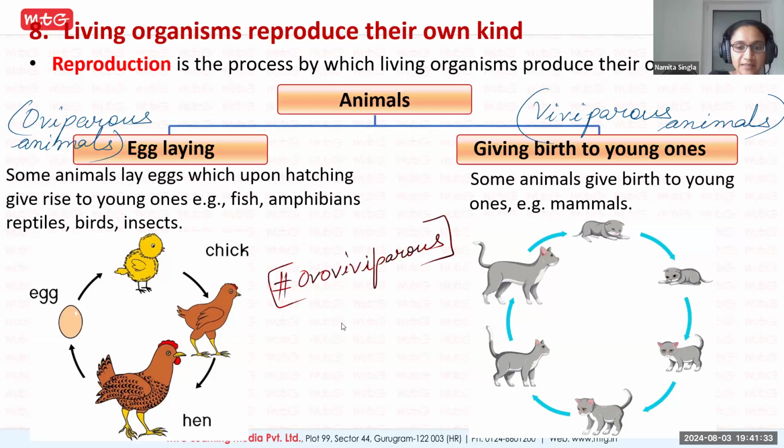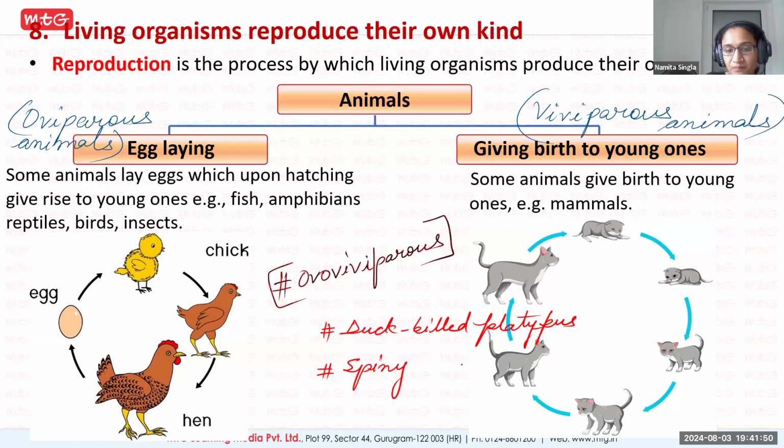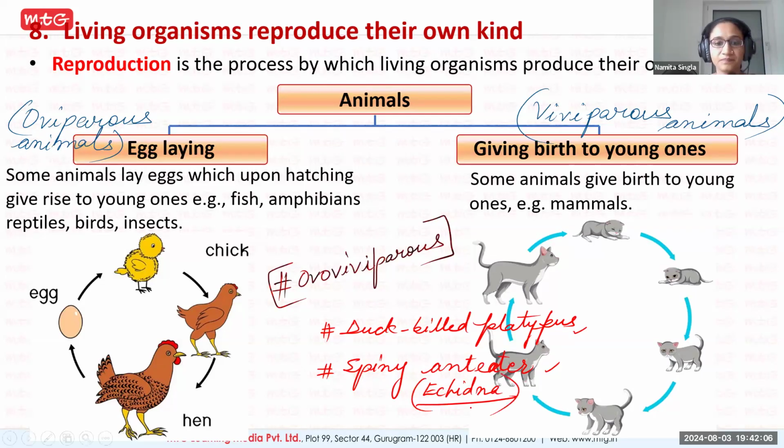So we have one, duck-billed platypus. They can simply write platypus also. It is called duck-billed because its mouth is like the bill of a duck. The other one is spiny anteater because it feeds on ants, so they call it anteater. So these are the two animals, duck-billed platypus and spiny anteater. Spiny anteater is called echidna. Echidna is its biological name.